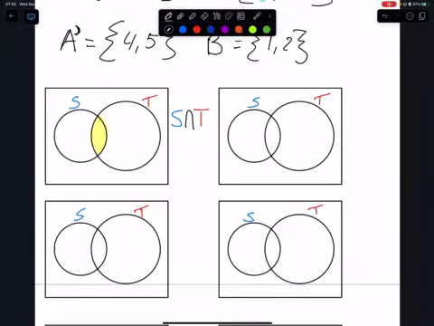B, the union of S and T. So that means I count everything that's together in S together with T. Union, I add them together. I want everything that's in S and everything that's in T. That's what you want. Only the circles. You also have outside of the circles, which we will get into as well.